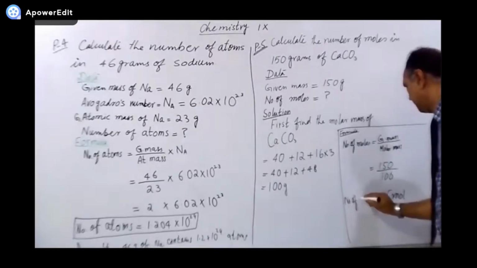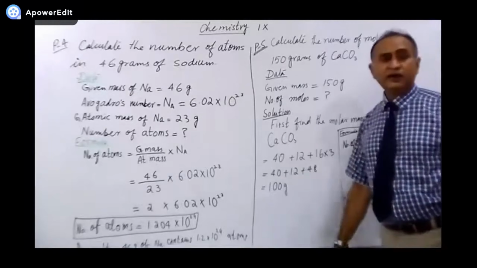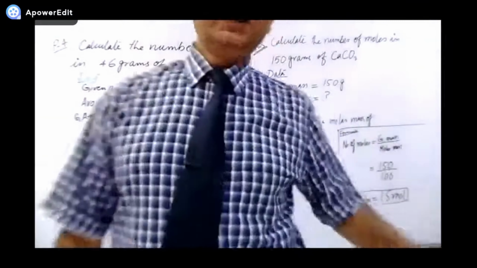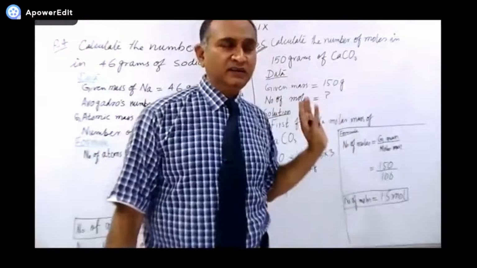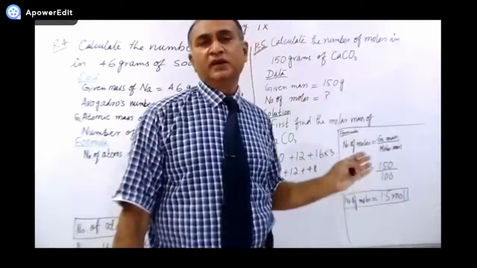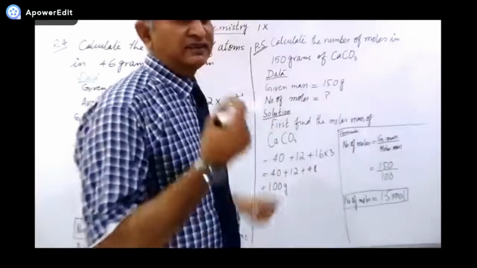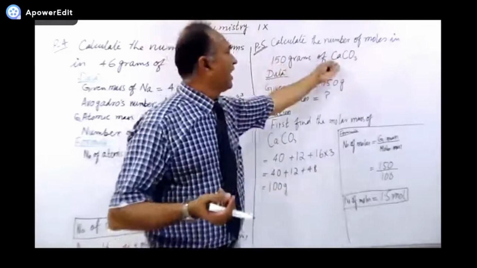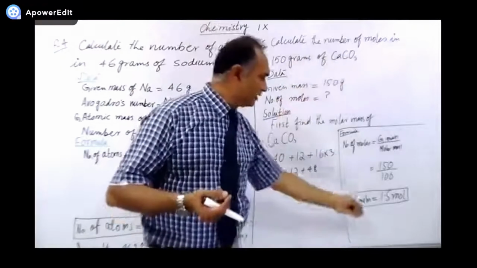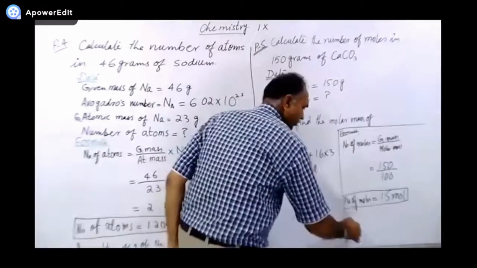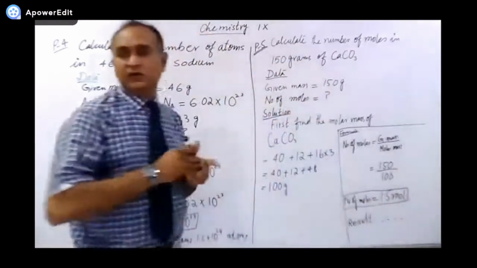Number of moles. Remember that we are doing this with respect to our demands, since we have to show these steps in board's pattern, that is why. Otherwise, one can answer it in a single step, that 150 divided by the molar mass of calcium carbonate, 150 divided by 100, we get 1.5. And don't forget to write the result. It carries a mark, 1 mark. Okay?